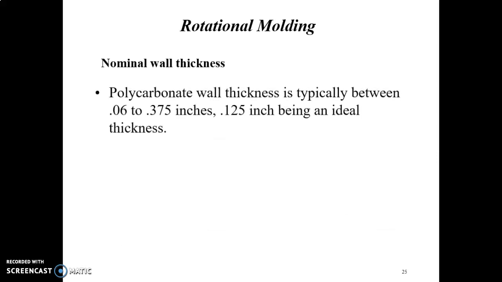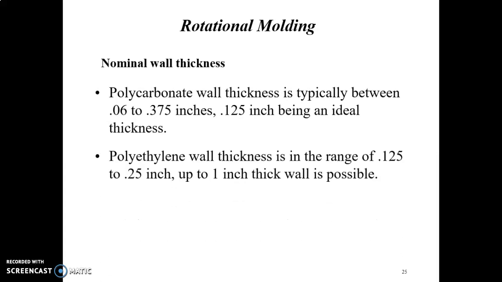Okay, for rotational molding, nominal wall thickness: polycarbonate wall thickness is typically between 0.06 to 0.375 inch, with 0.125 inch being an ideal thickness. Polyethylene wall thickness is in the range of 0.12. Okay.